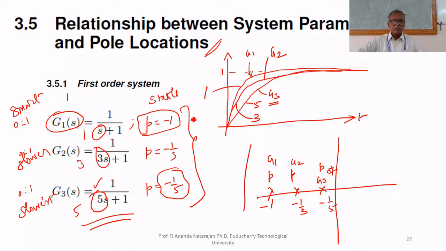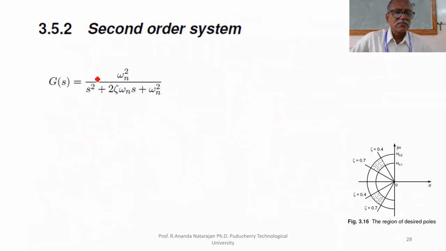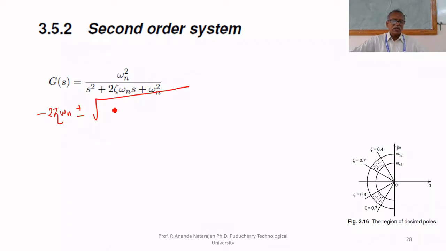If you talk in terms of pole location on the real axis, this is slowest as it is very close to j omega axis. If you take a second order system, what are the locations of poles? -b plus or minus square root of b square minus 4ac, with b square as 4 zeta square omega n square, divided by 2.